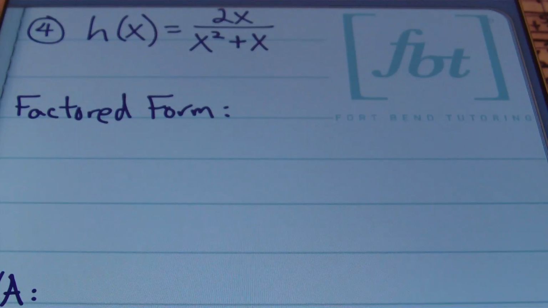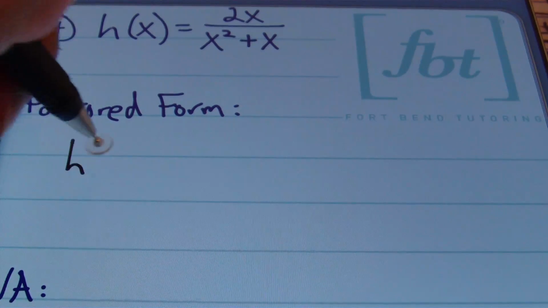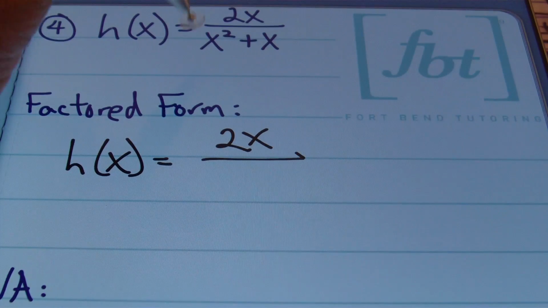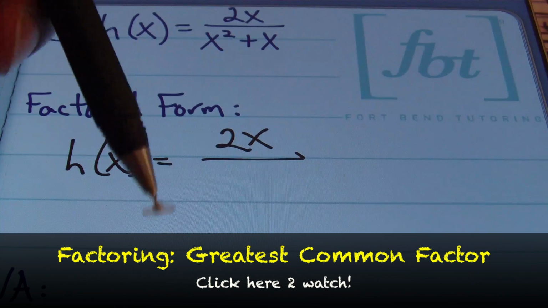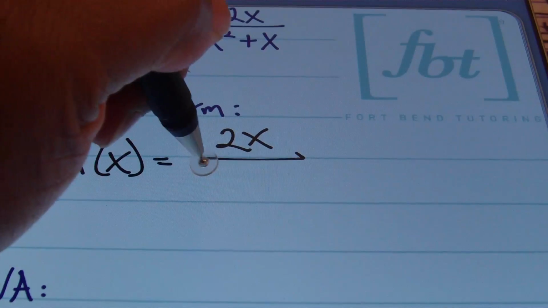All right, in problem number 4, that's cuatro in Espanol, we have h of x equals 2x divided by x squared plus x. I want to rewrite this in its factored form. You always want to start out by completely factoring your original rational function. So I have h of x equals 2x divided by our GCF, the greatest common factor in the denominator, which is x. If you need to brush up on that, check out this video right here on factoring the greatest common factor.